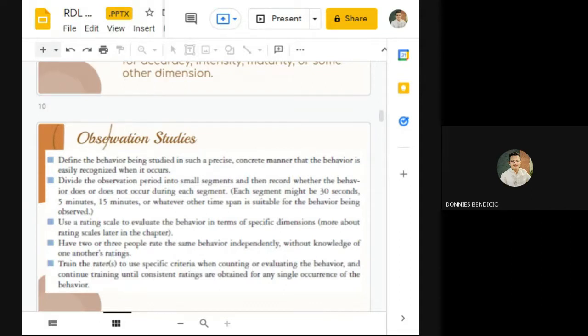Okay. So dito sa rating scale na to, 'di ba kapag sa laban halimbawa ni Pacquiao, hindi isa lang yung nagre-rate nung laban nila. Halimbawa, ilan yung nasuntok ni Pacquiao o kaya ilan yung naibato niya na suntok. Okay? So hindi lang isa 'yon. Meron 3 halimbawa o kaya meron pa silang assistant na nag-oobserba ng kanilang rating. Okay? So para consistent yung result ng inyong study o ng inyong observation, 2 or 3 people might rate the observation or the situation. Okay? So train the raters to use specific criteria when counting or evaluating the behavior and continue training until consistent ratings are obtained for any single occurrence of the behavior.